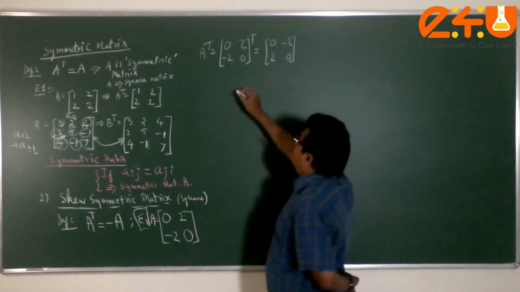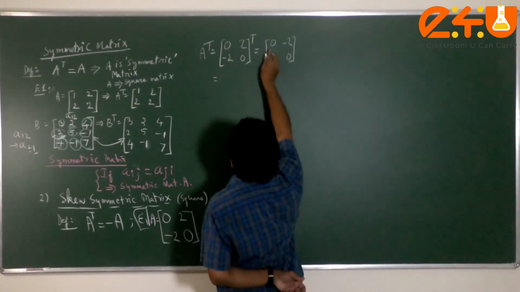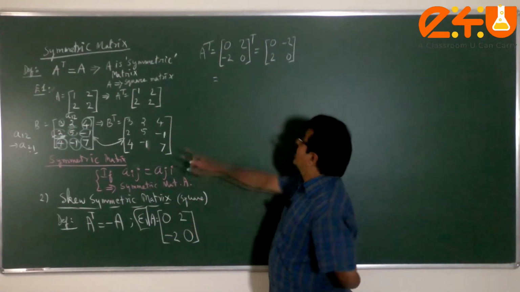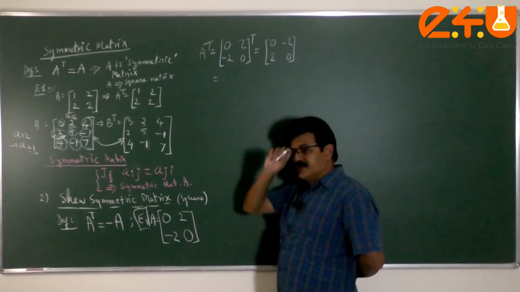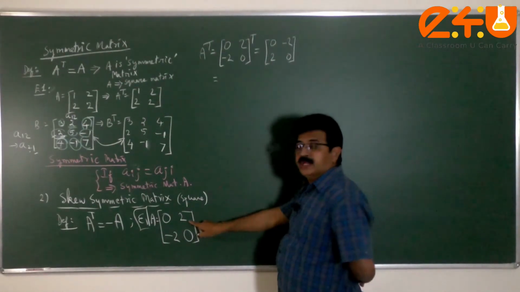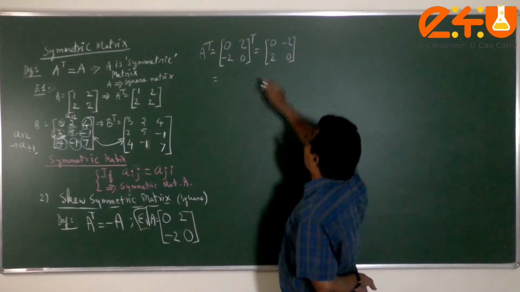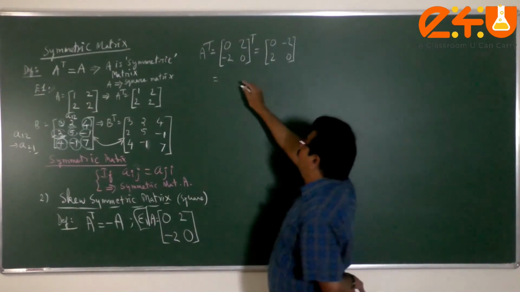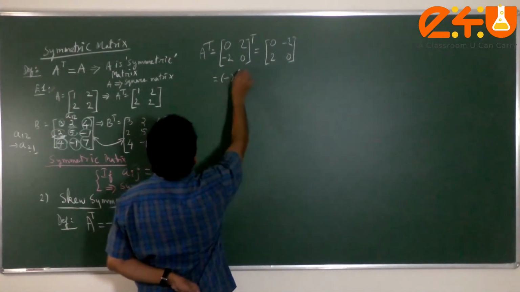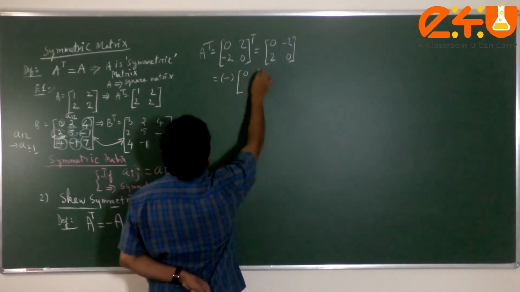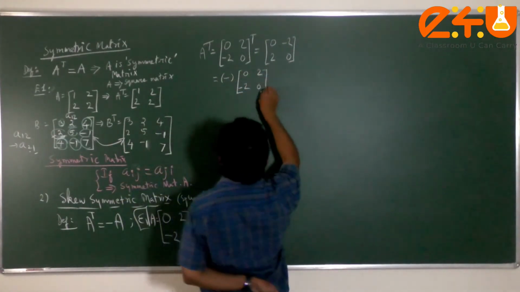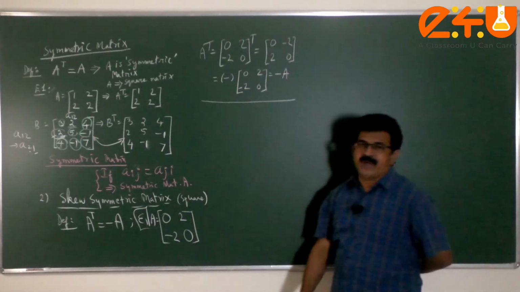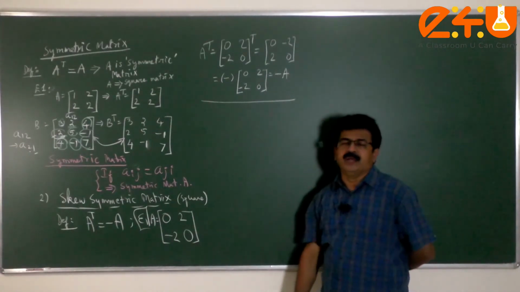Now I can find, between the given matrix A, don't you find the sign is changed? 0 remains 0 because sign reversing does not affect it, but the positive 2 from the given matrix has become -2 in the second row. -2 has become +2, which means I can write this as negative of 0, 2, -2, 0, which was the given matrix.